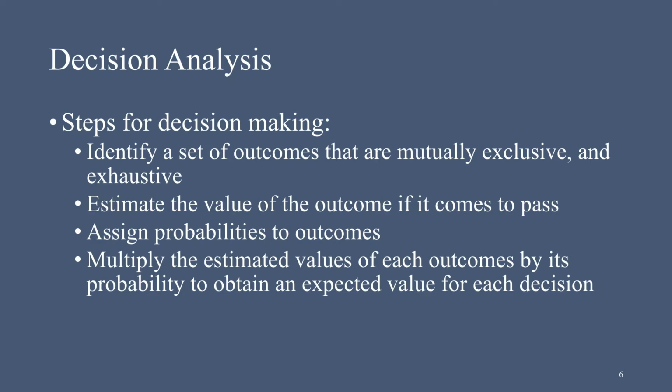So how do we calculate expected values? Well, first, we identify all of the potential outcomes. We then estimate the value of each of those outcomes. We then assign probabilities, which give us how likely those outcomes are to occur. And then we multiply the value times the estimated probabilities. We add all of those up to get the expected value. We're going to do several practice problems to help drive this home.